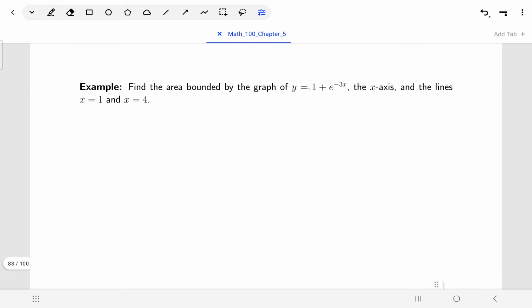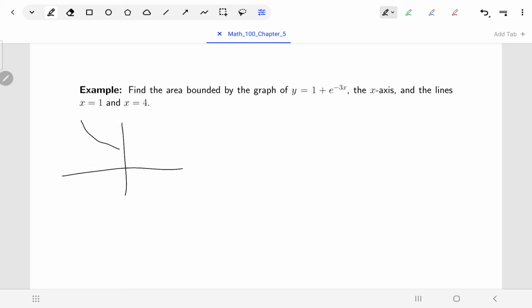The area bounded by the graph of this function, the x-axis, and the lines x equals 1 and x equals 4. I know what this is. This is an e to the x graph. It's been reflected in the y-axis. It's been shifted up by 1. So e to the x, we know what it looks like. Reflected e to the x, we know what it looks like. This is a compressed e to the x, and it's then been shifted upwards by 1.